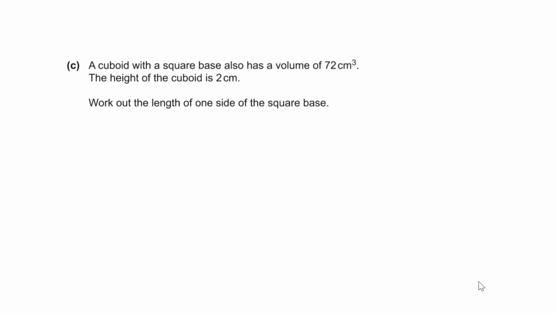For part C, a cuboid has a square base that also has a volume of 72 centimeters cubed. The height of the cuboid is 2 centimeters. We have to work out the length of one side of the square base. Now here is our cuboid.